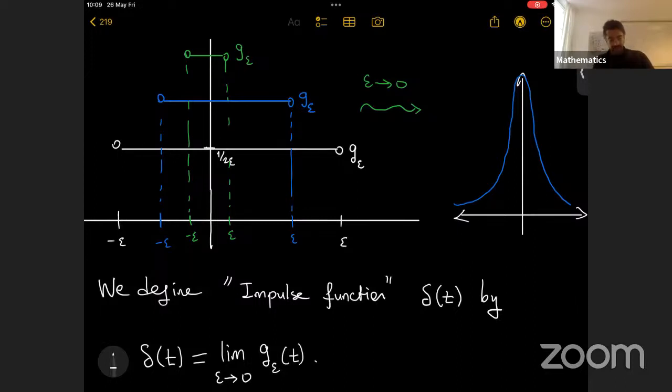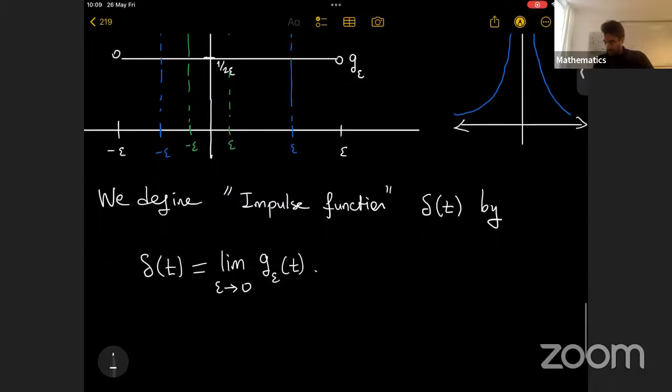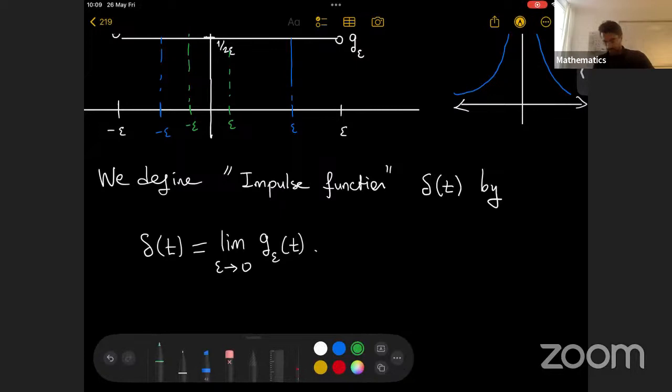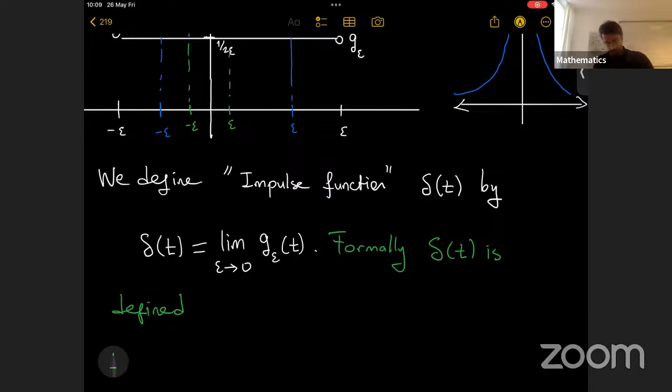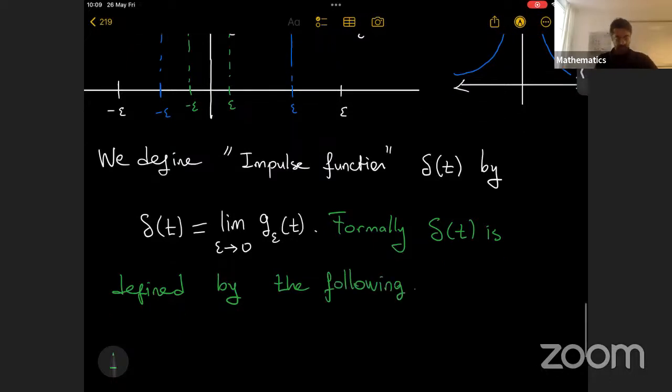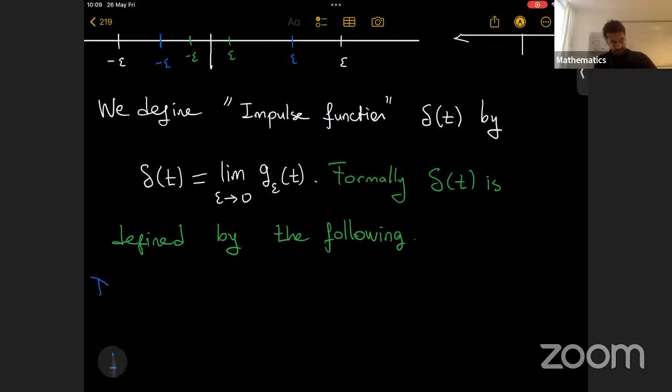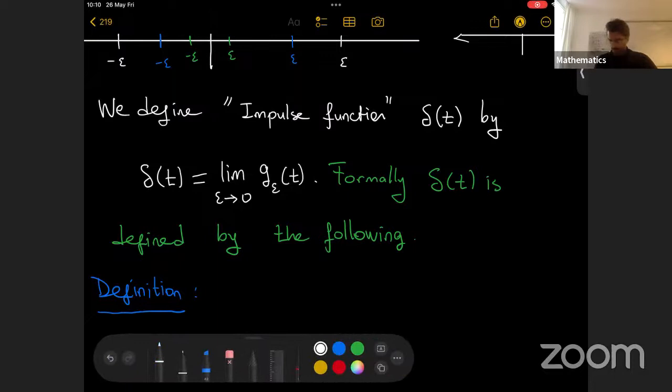Okay, so maybe we can define this in another way. Formally, delta t is defined by the following. So here is the formal definition of the impulse function, which is more useful than this limit definition, because the limit definition doesn't allow you to do some computations all the time.